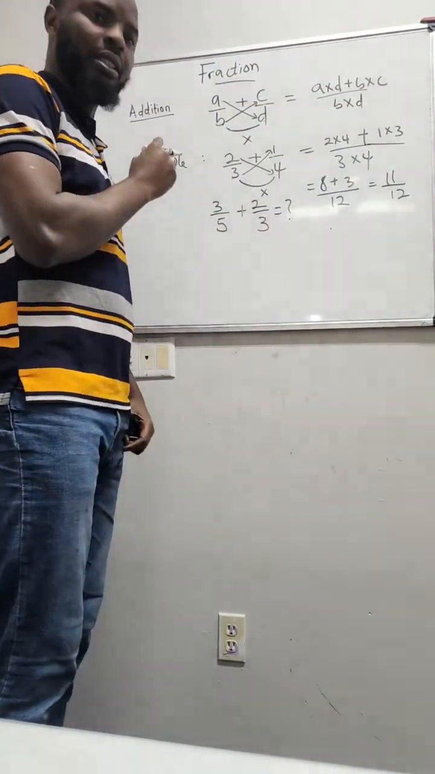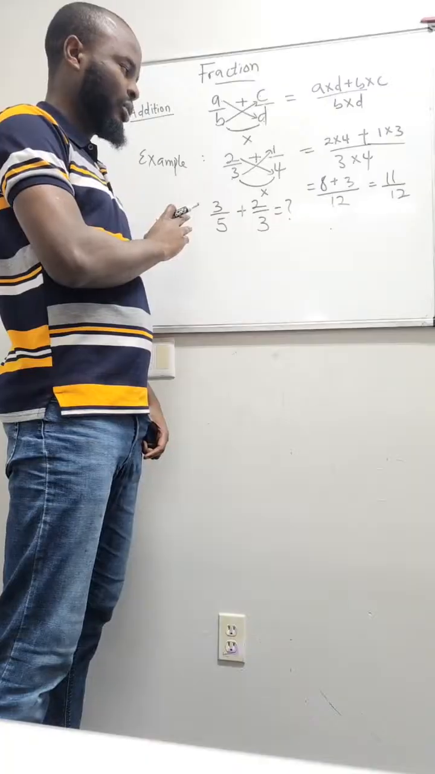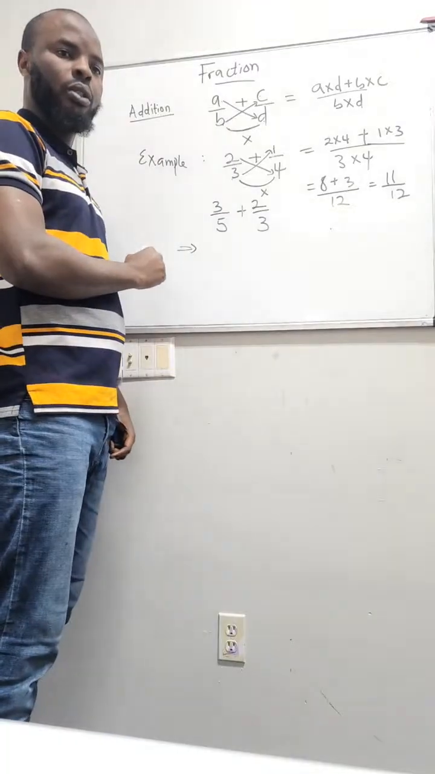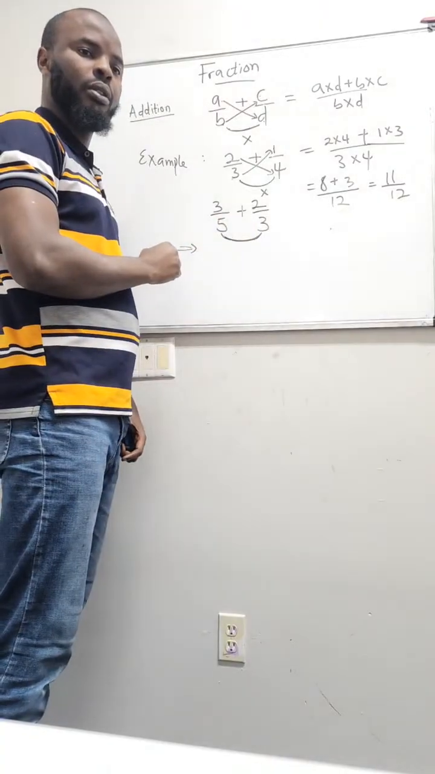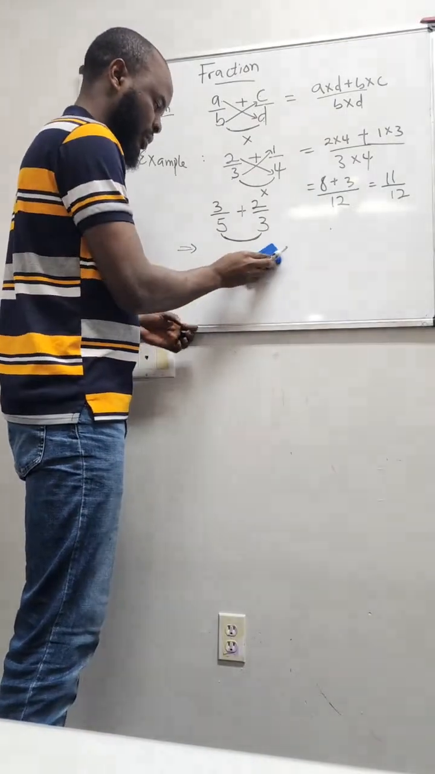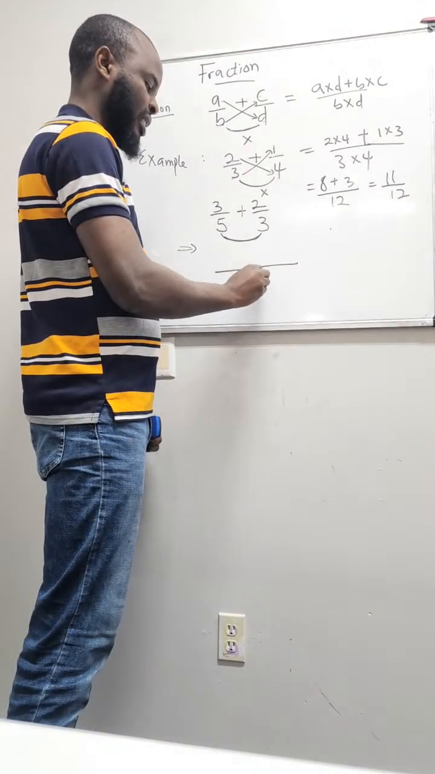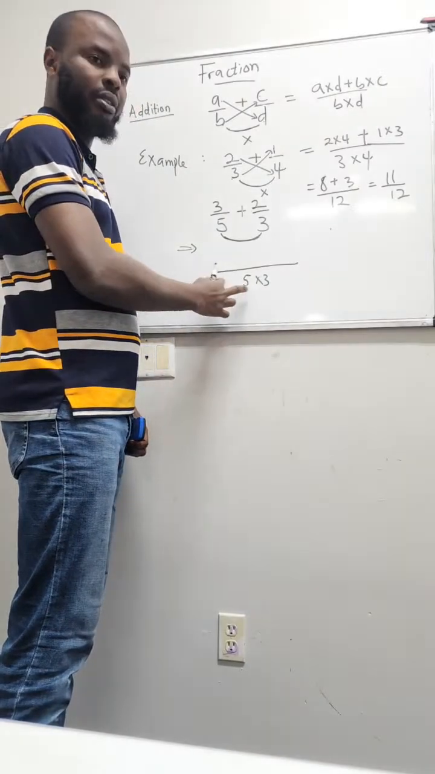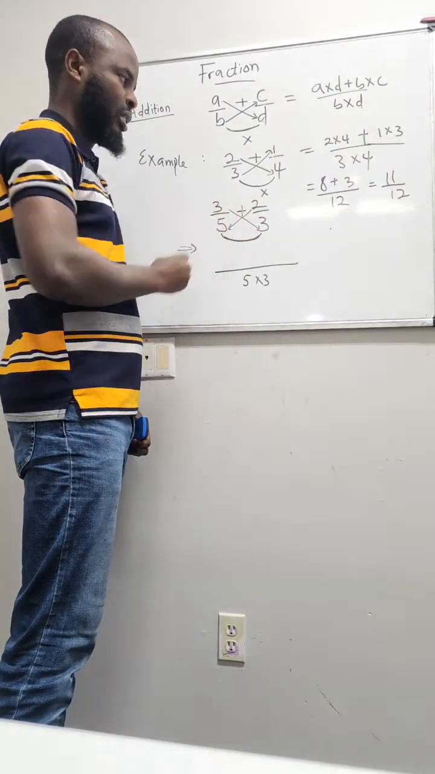You can try this and let's see if anybody can put the answer in the comment section. So if you want to try this, using the same approach, you multiply the denominator. If you multiply the denominator, we have 5 times 3. Okay? 5 times 3. And then you can now cross multiply like this, using this rule.